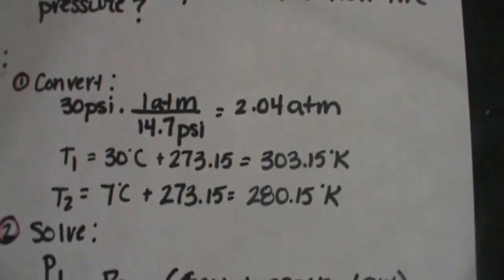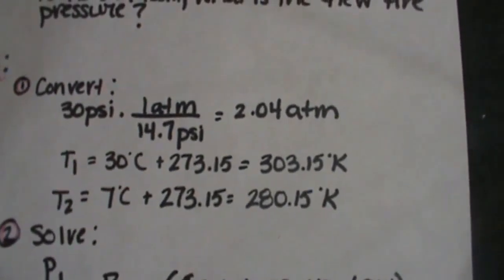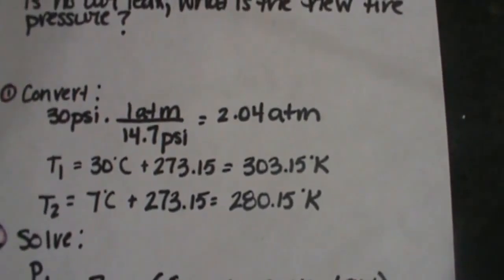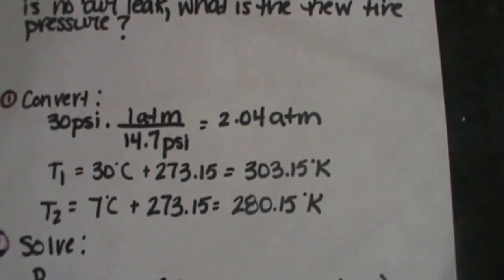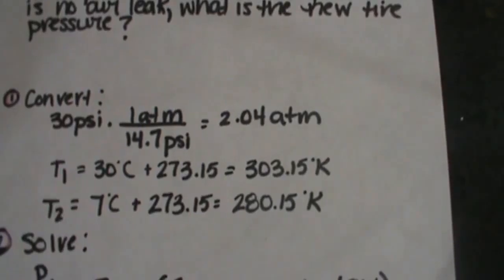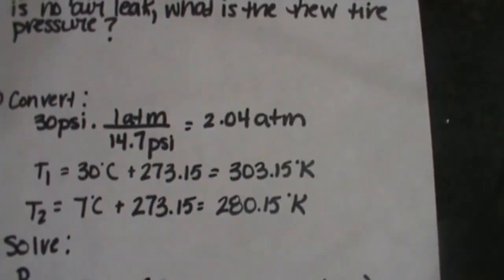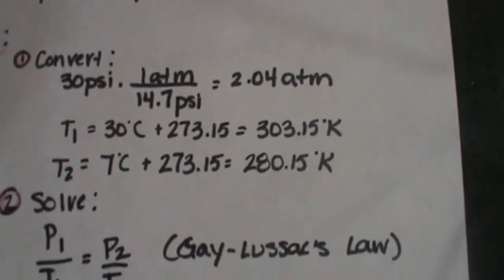So the initial temperature was 30 degrees plus 273.15, so that gives me 303.15 degrees Kelvin. And then the current temperature, or the second temperature, is 7 degrees Celsius. So add to that the 273.15, and that gives us 280.15 degrees Kelvin.